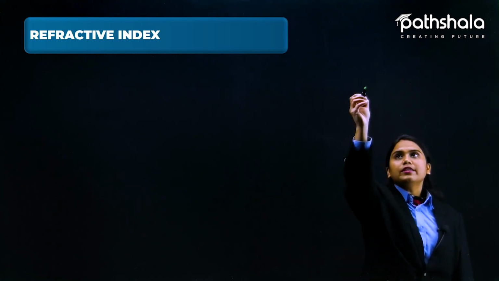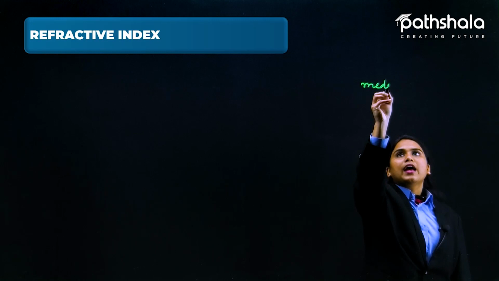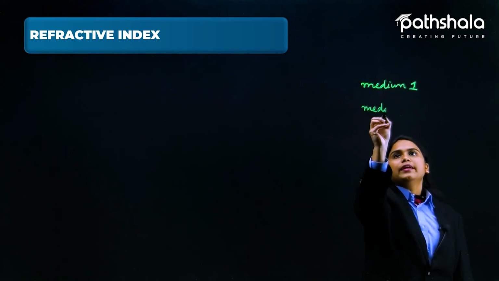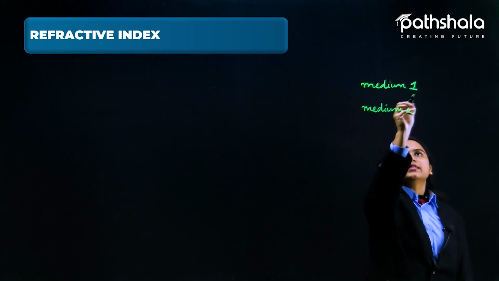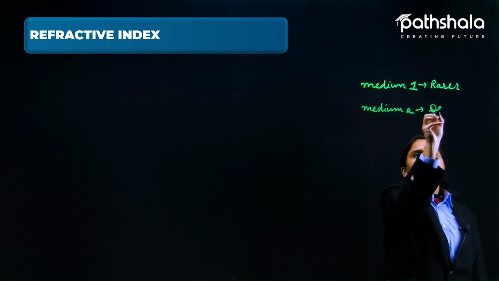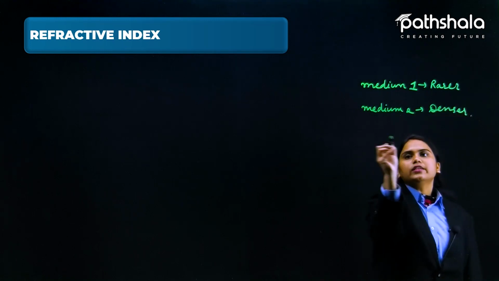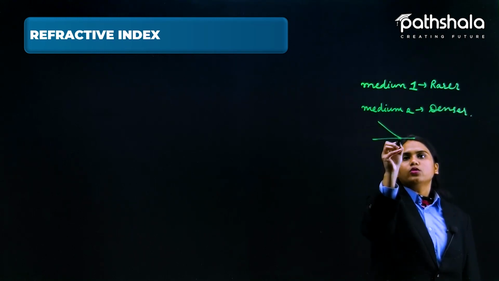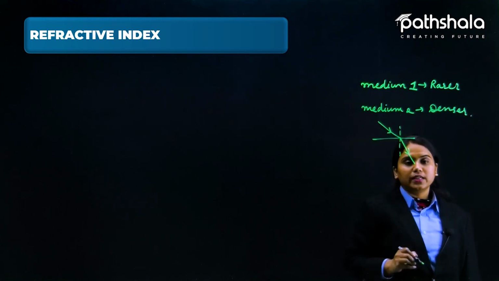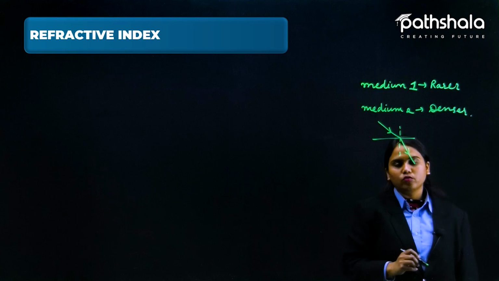So here, if we say that there are two mediums, medium 1 and medium 2, and medium 1, let's suppose, is the rarer medium and medium 2 is the denser medium. So when the light is going from the rarer to the denser, it is obviously going to bend towards the normal, that I have told you.